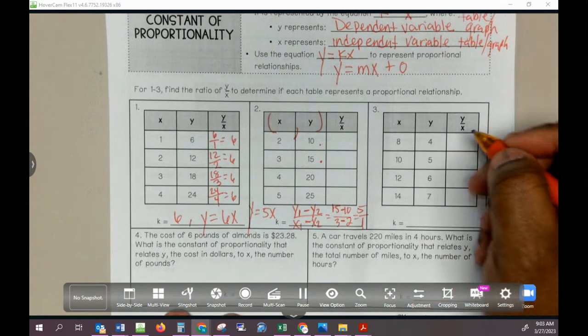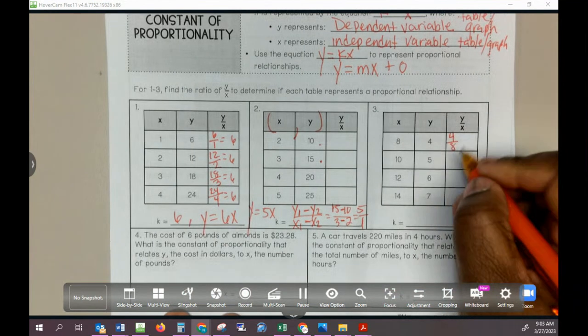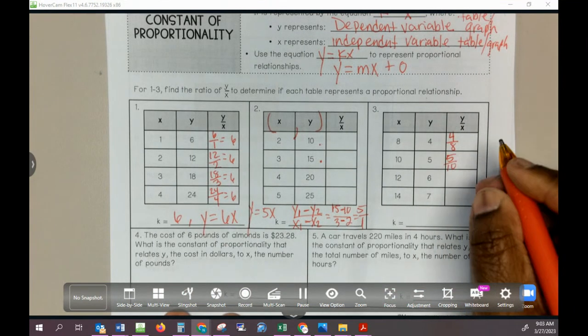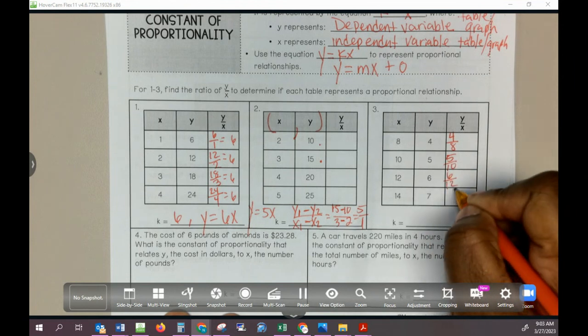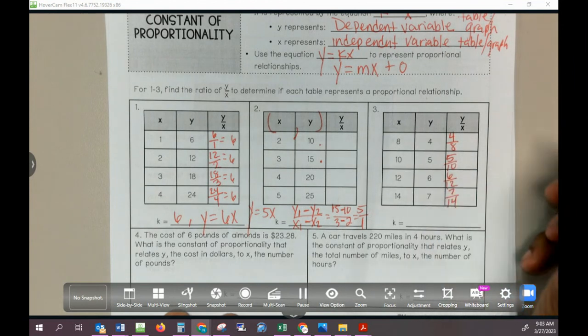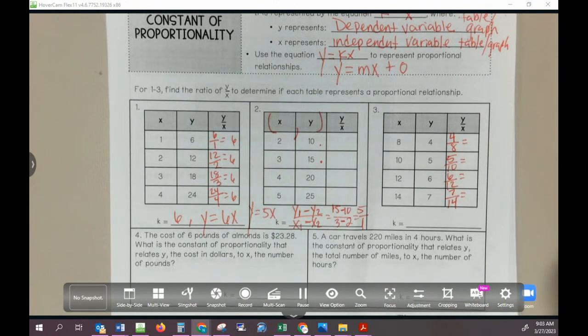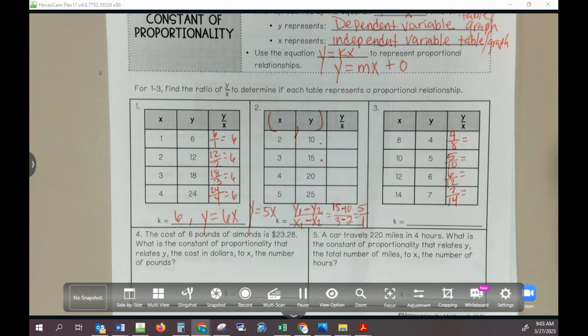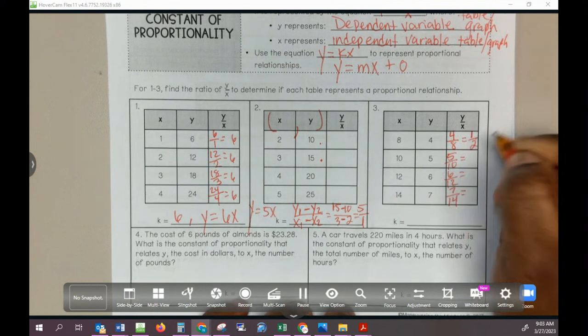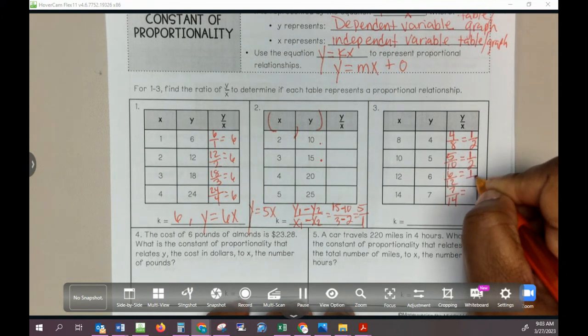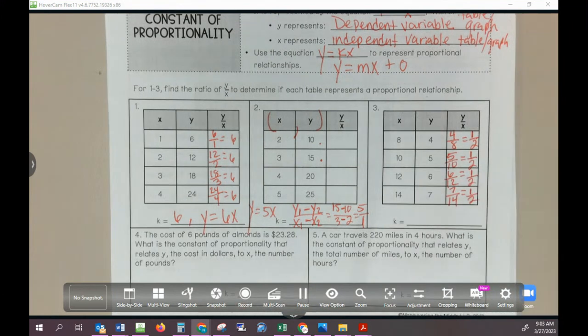So if we did the same thing here, y over x, that's 4 over 8, 5 over 10, 6 over 12, and 7 over 14. So what is our constant of proportionality here? I didn't hear you. Did someone say something? I thought I heard a voice, but it was the faintest whisper. 1/2, thank you. So the constant of proportionality is 1/2.